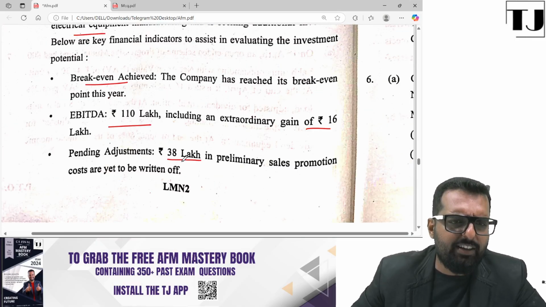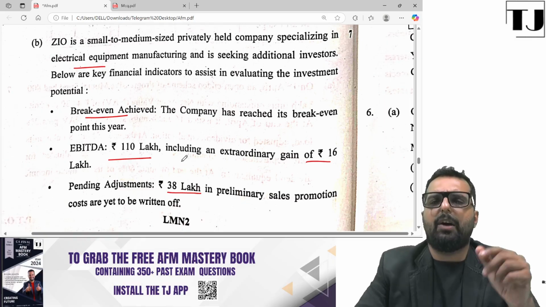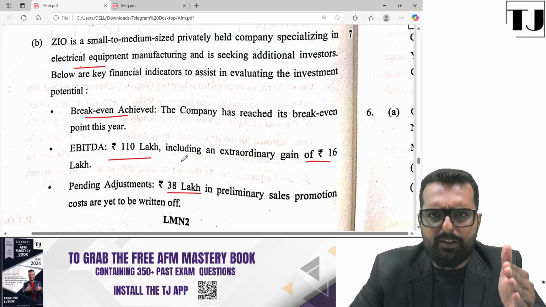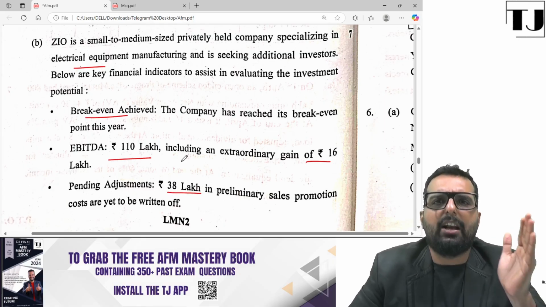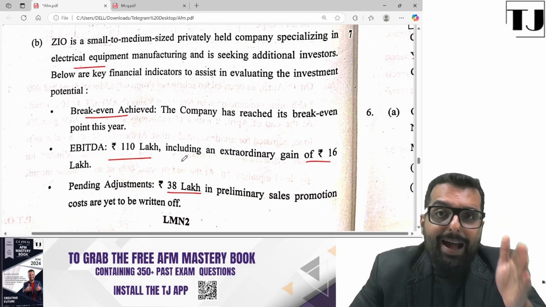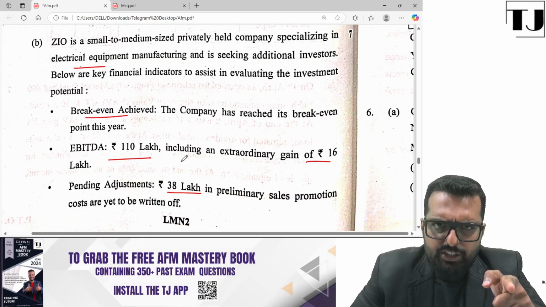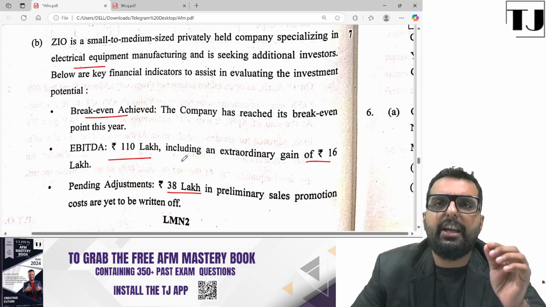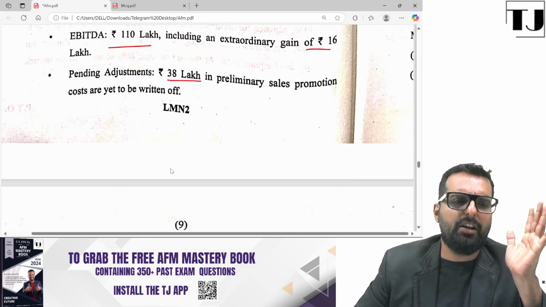So friends, in this question, from this data, we have to do the free cash flow method. What are the steps involved in the free cash flow method? Step number 1, calculate the free cash flow. How do you calculate the free cash flow? Future PAT plus depreciation minus capex minus additional working capital. Everybody clear? Then find out WACC.